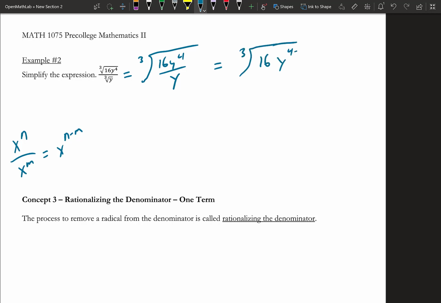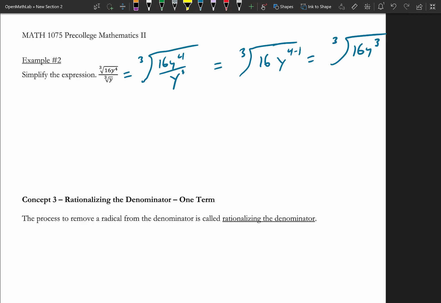So what this is going to become is the cubed root of 16y to the 4th minus 1, right? Because it's understood that y has an exponent of 1 in the bottom, which gives me the cubic root of 16y cubed, right? So that's helpful to me because I'm taking the cubed root. So if I can get y to the cubed, like to the 3rd power, that's awesome, right?